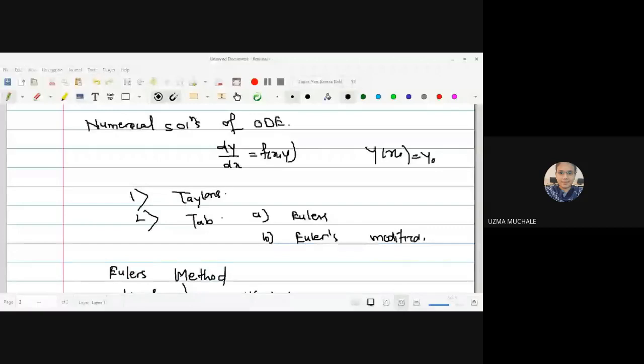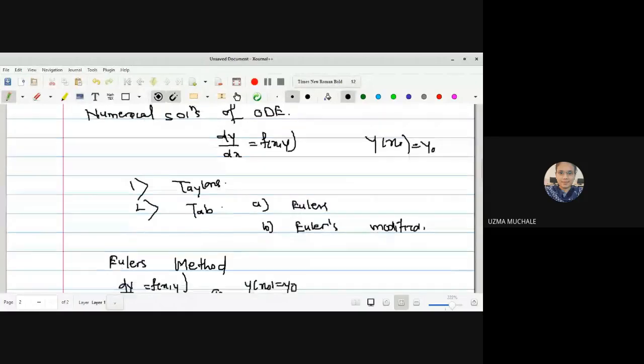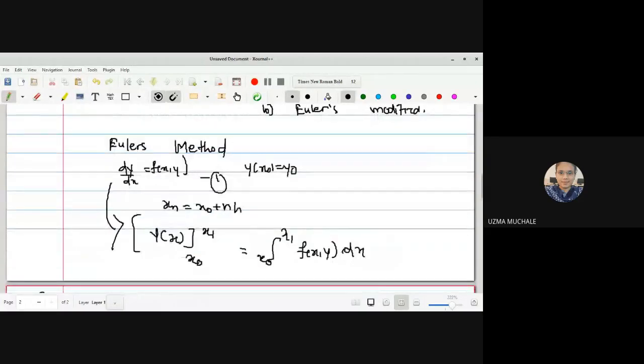First, we have dy by dx is equal to f of xy. One differential equation is given with some initial condition. Now, if I want to solve any differential equation by numerical method, we have two to three methods. First one is Taylor series, second is Euler's method, and Euler's modified method. First, we'll go for Euler's method, in which we are provided with dy by dx equal to f of xy, and some initial conditions, with the condition that xn is equal to x naught plus nh. This condition ensures that the values of x are equally distributed, and with the help of this, I can get the value of h.